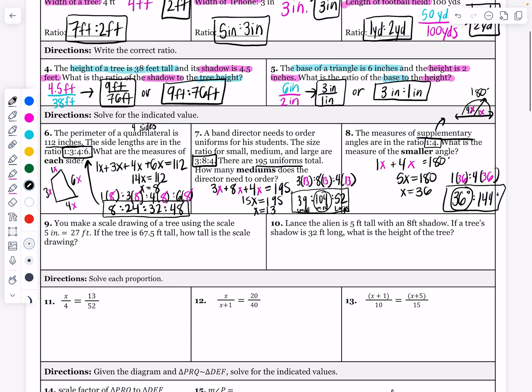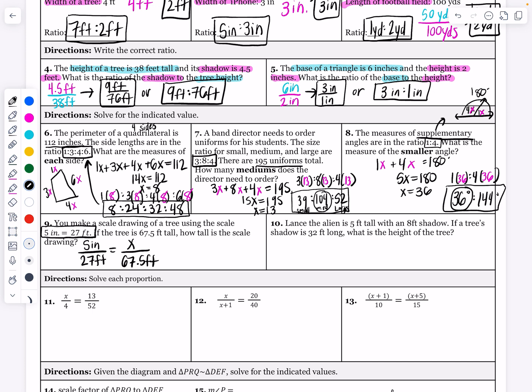You make a scale drawing of a tree using the scale 5 inches equals 27 feet. You're going to want to make sure you include units so that you can stay organized. 5 inches represents 27 feet. It says if the tree is actually 67.5 feet tall, so that goes across from feet, 67.5 feet tall in the denominator. How tall is the scale drawing?